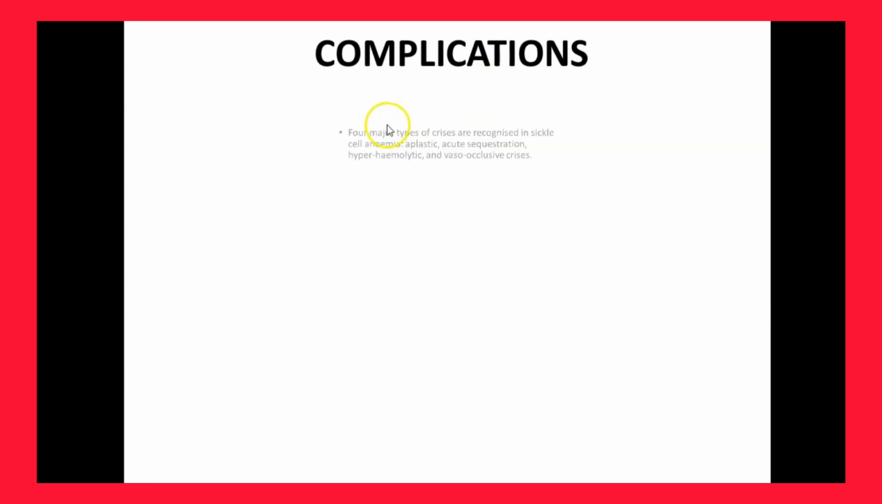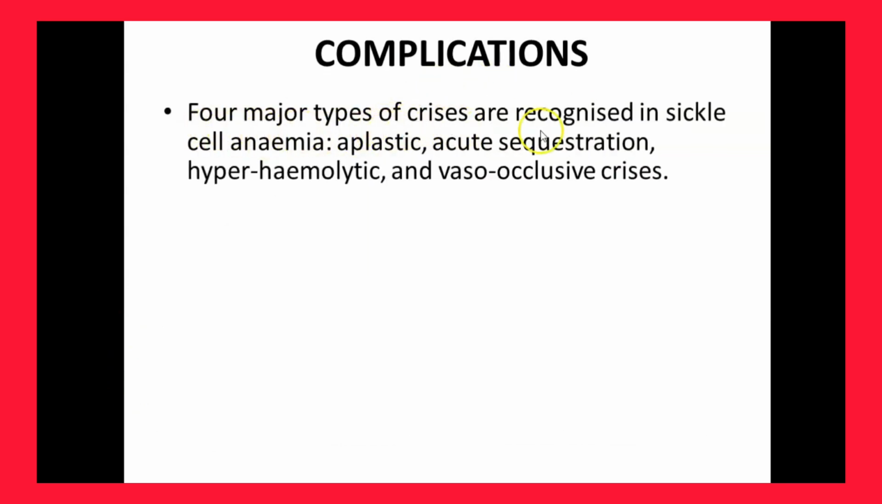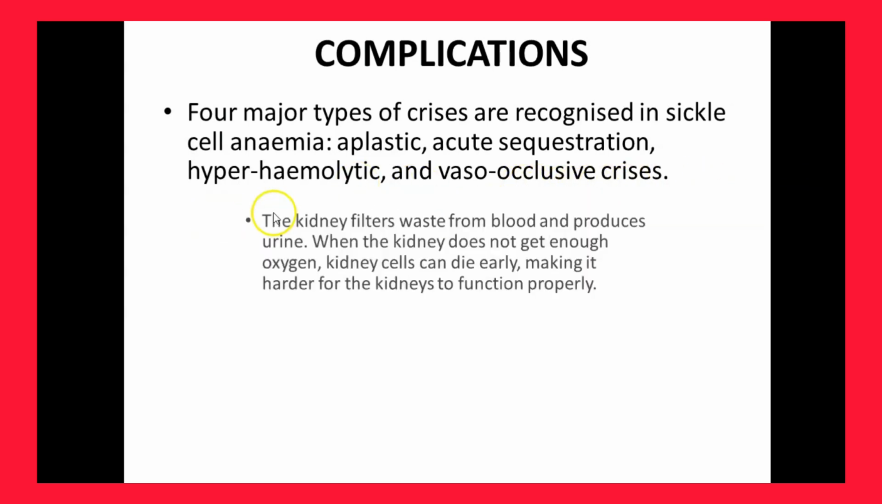There are 4 major types of complications recognized in sickle cell anemia. The aplastic, that's when it affects the bone marrow, the stem cells that produce the blood. Then the acute sequestration in the spleen, and the hyperhemolytic, which is when the cells are very fragile and it causes jaundice and everything. Then the vaso-occlusive crisis, which will result in serious pain for the patient.